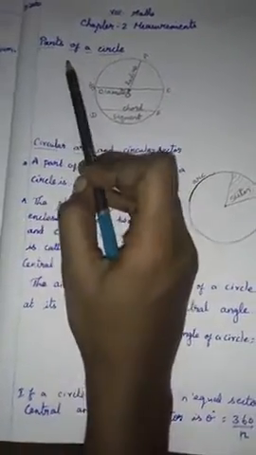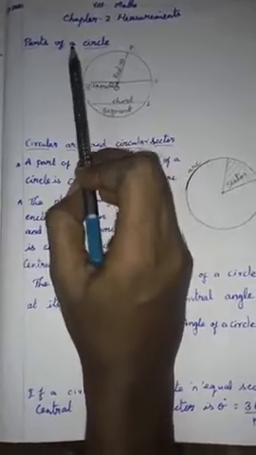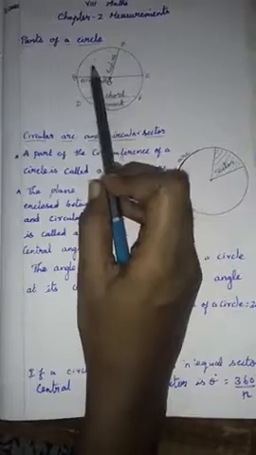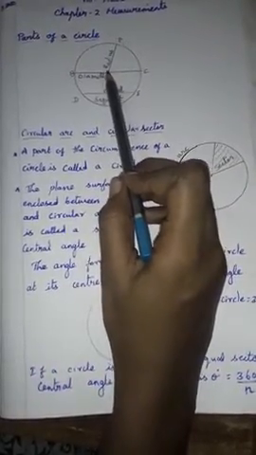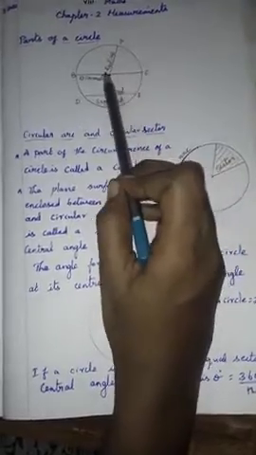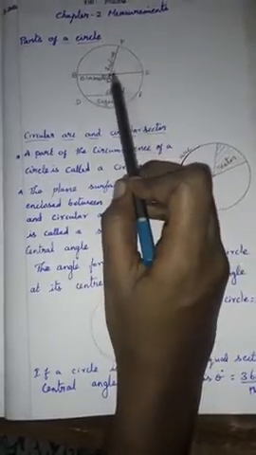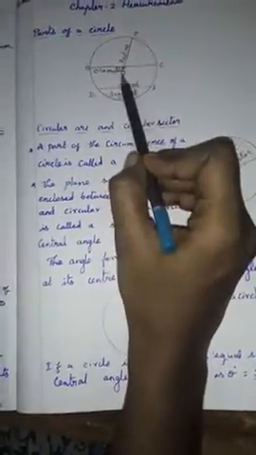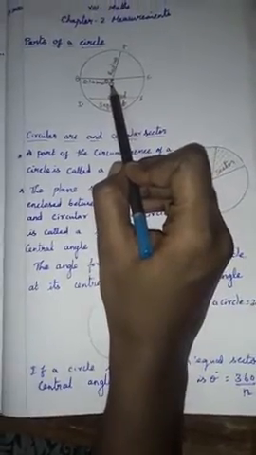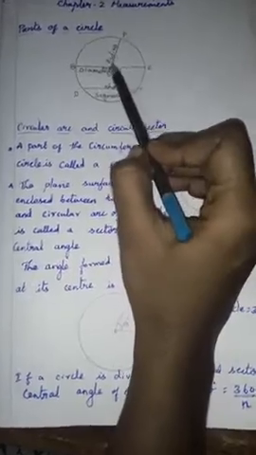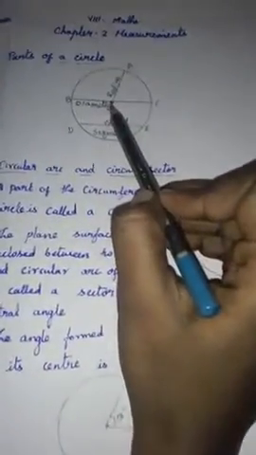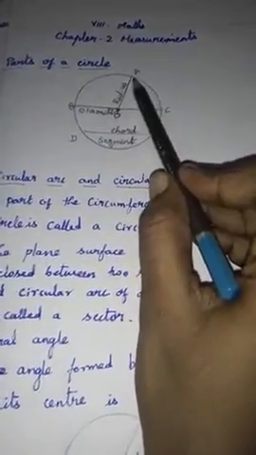We know some of the parts of the circle. Before going to the other parts, just recall them. First, circle. A circle is a path traced by a moving point so that its distance from a fixed point is always constant. This fixed point is called the center of the circle, and this constant distance is called the radius. That is, the line which joins the center and any point on the circle is the radius.